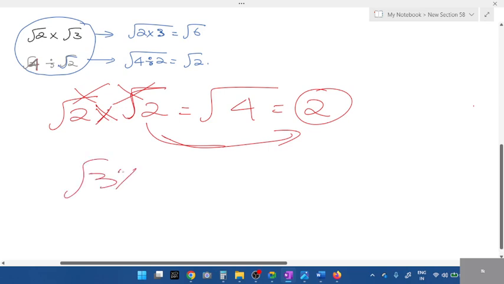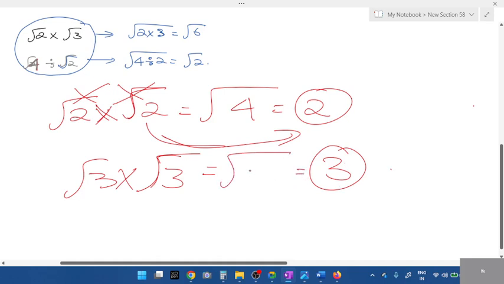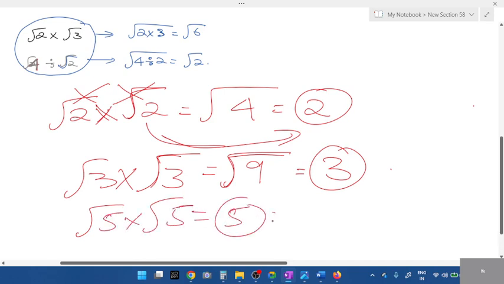What is root 3 into root 3? Same numbers. No, not 9. Root 3 into root 3. Direct answer is 3. And how do you solve? 3 3s are 9. What is the square root of 9? 3. Remember the direct values. Root 5 into root 5. What's the direct answer? It is 5.